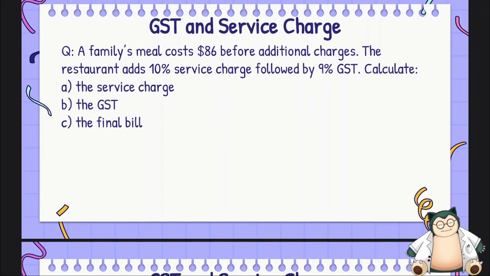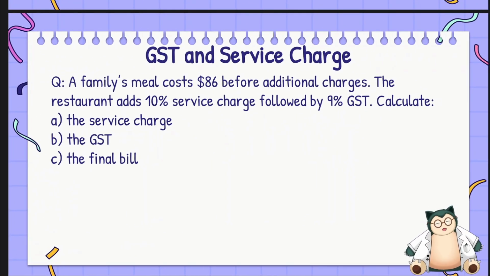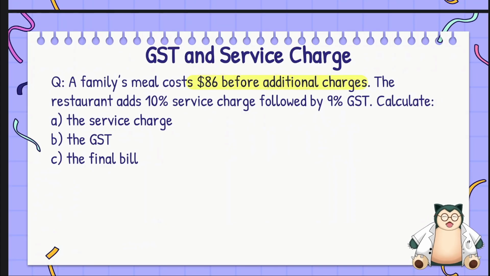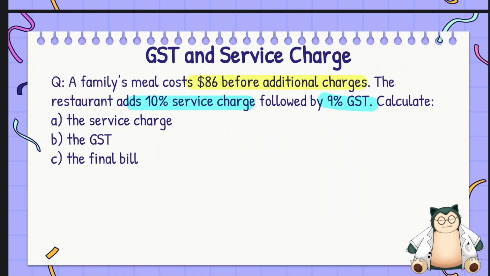All right, look at this question. A family meal costs $86 before additional charges. So that means this is the initial price. Then they charge 10% service charge followed by 9% GST. So calculate the service charge, the GST, and the final bill. All right, so let's calculate this. So we have $86 first.